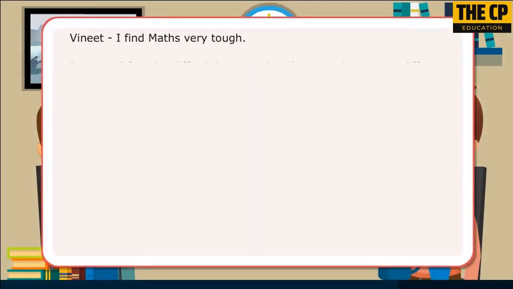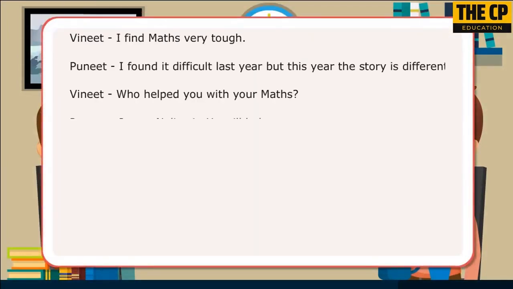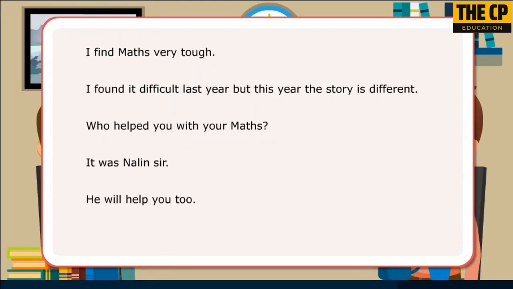In the conversation, the boys have spoken about happenings at different times using different forms of verbs. Here are some examples of verbs showing different tenses. I find maths very tough. I found it difficult last year, but this year the story is different. Who helped you with your maths? It was Nalin sir. He will help you too.